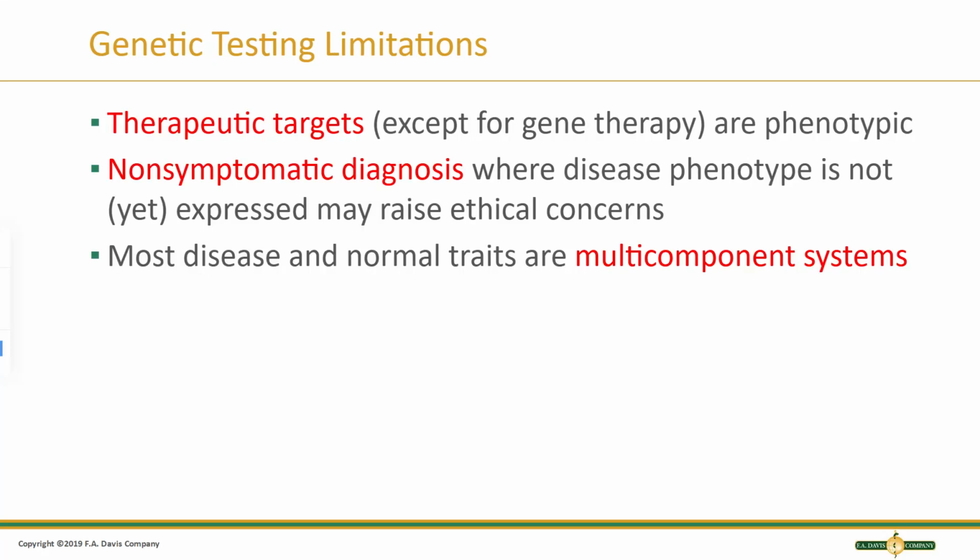Genetic testing limitations. Therapeutic targets, except for gene therapy, are phenotypic. So if they're not phenotypically expressed, then we may not be able to accurately therapeutically target them. Non-symptomatic diagnosis, where disease phenotype is not yet expressed, may raise ethical concerns. So just looking for the presence of particular genes when the person doesn't even have symptoms of the disease may have some ethical issues. Most disease and normal traits are multi-component systems.